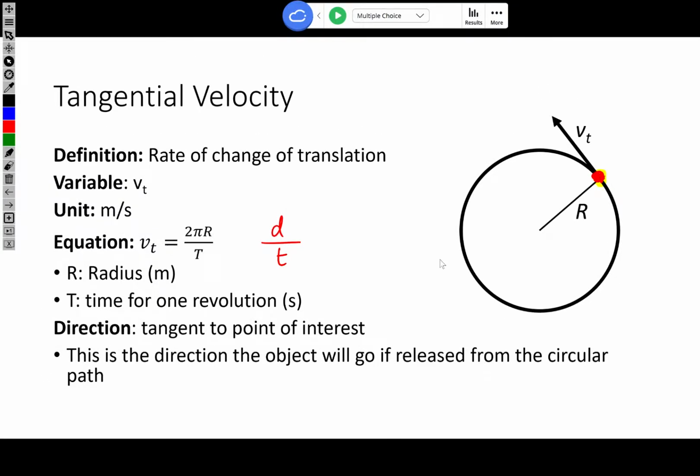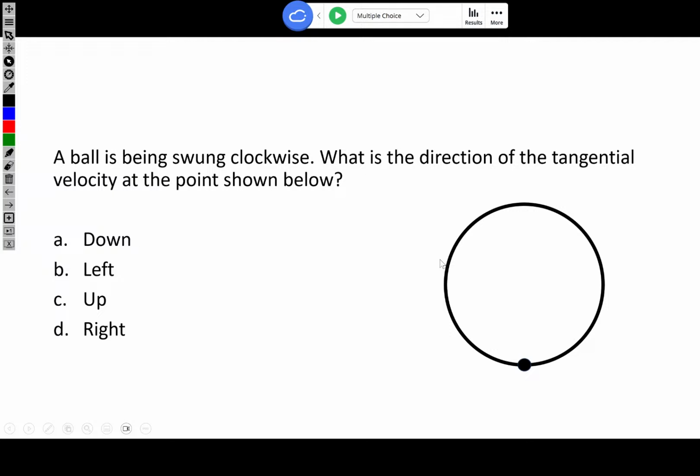All right, so there you go, 2 pi r over t. So there's 2 pieces here. You need to be able to figure out the direction, and you need to be able to calculate it. So let's practice both.